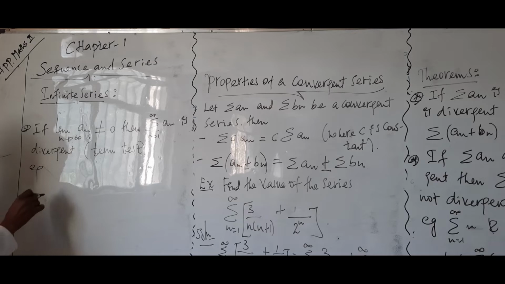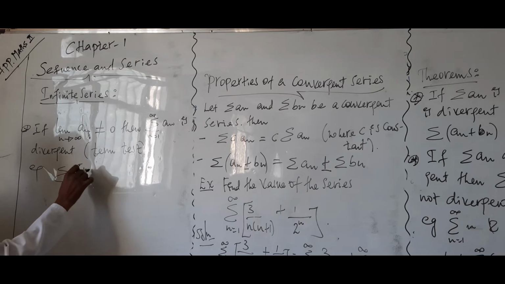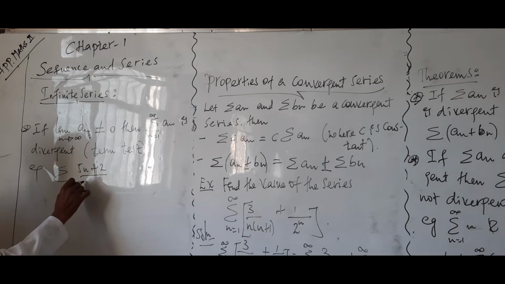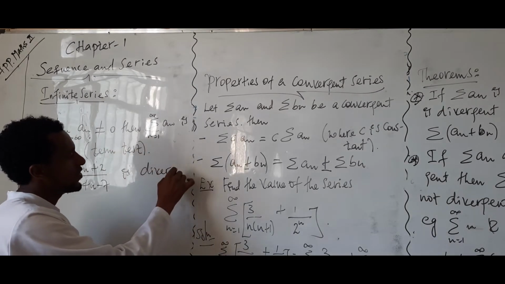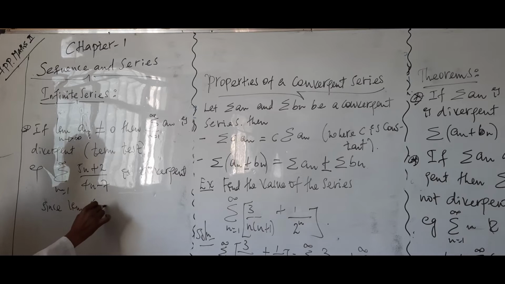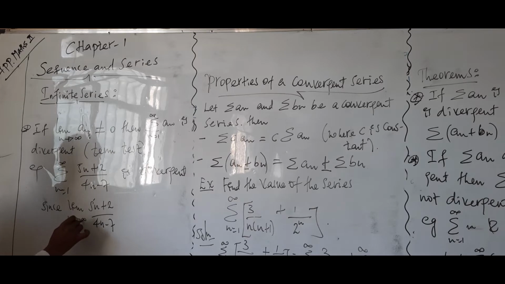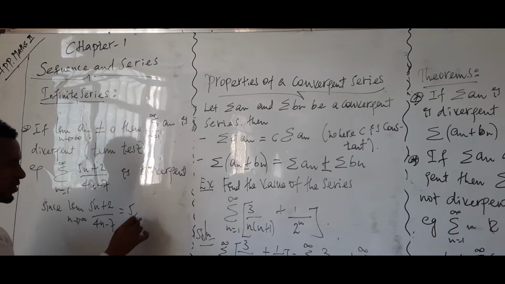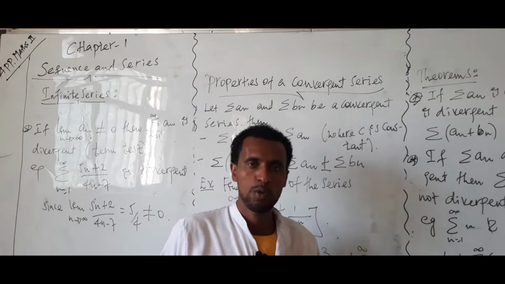As an example, take the sum of 5n plus 2 over 4n minus 7 when n starts from 1 to infinity. It is divergent, since the limit of 5n plus 2 over 4 times n minus 7 as n goes to infinity is equal to 5 over 4, that is different from 0.